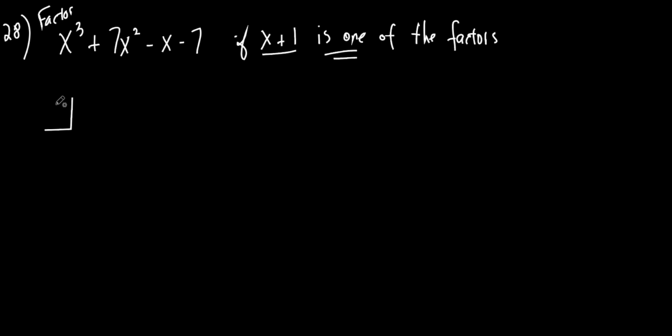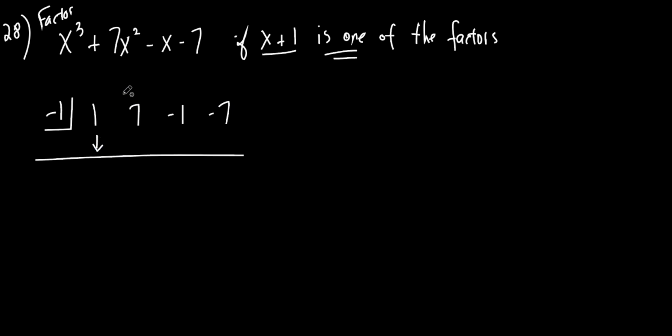How do we do that? What do we put right here in that little box? Negative 1, that's right. If it says x plus 1, that's x minus what? Negative 1, so you put it here. Look, 3, 2, 1, constant, we're good, so we don't have to fill in anything. So what do we put for our coefficients? 1, 7, negative 1, negative 7.